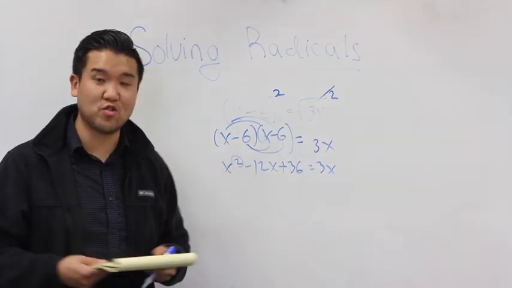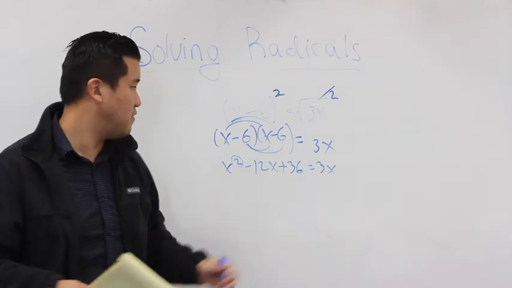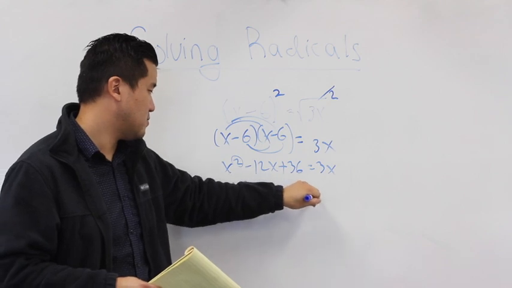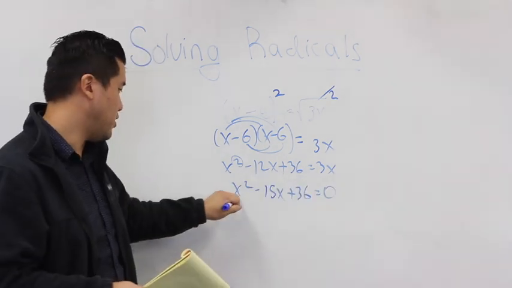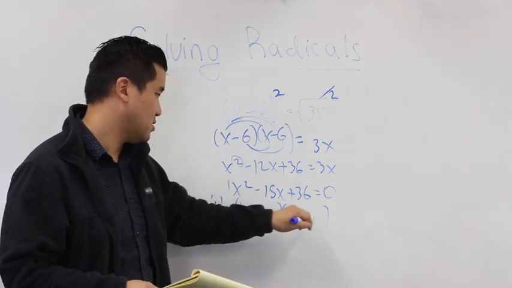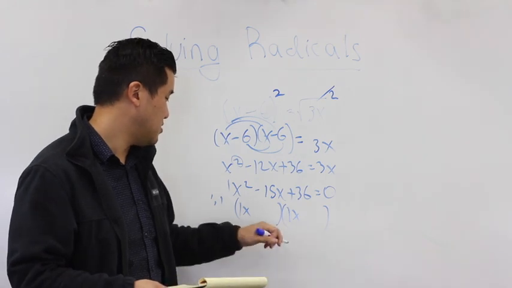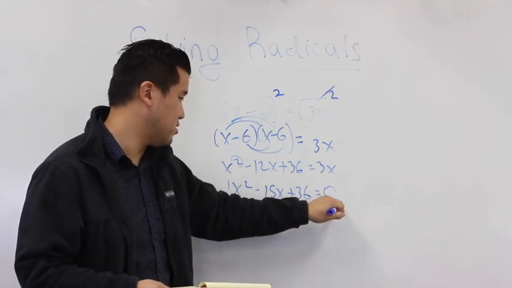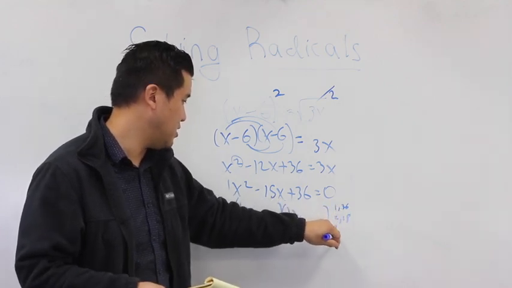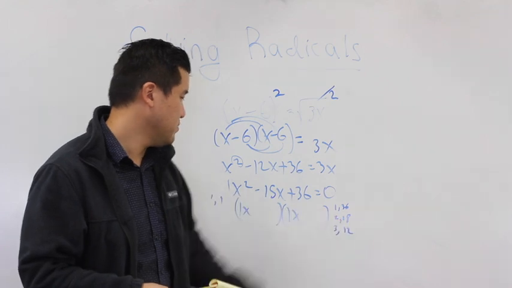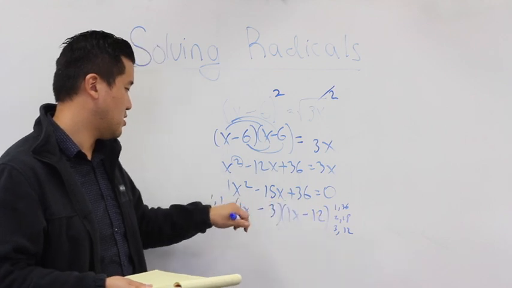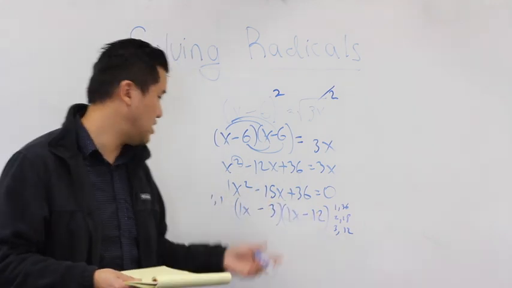Now we know it's quadratic. We want to get it by itself. So we move everything over, subtract 3x, you get minus 15x, equals 0. Here we're going to factor because it is a trinomial. Guess and check, 1 and 1. All my factors of 36: you have 1 and 36, 2 and 18. What do we have? 3 and 12. A few other ones, but I know that 3 and 12 will work. Because 3 and 12 adds up to negative 15 and multiplies to 36.